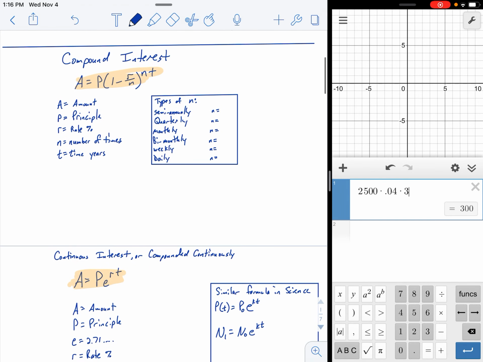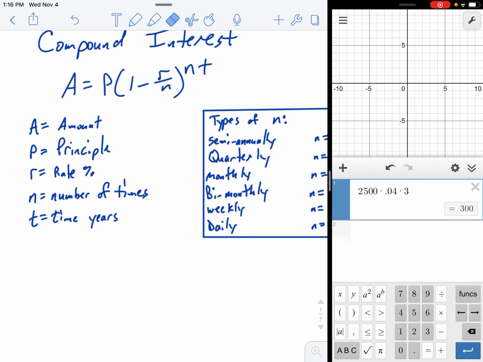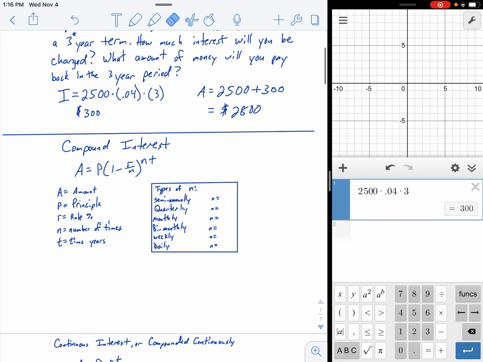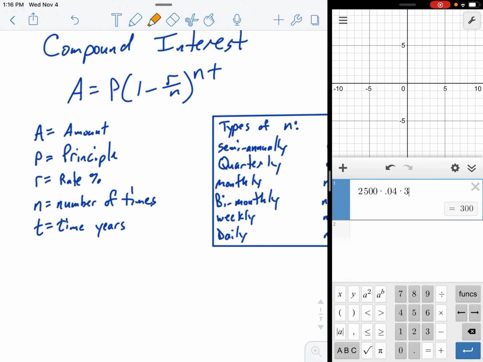If you watched the video and did the Edpuzzle on the number e, you will have seen these other two formulas. If you haven't seen it yet, you should go back and watch that. It gives you a little background. These formulas just calculate A. They don't calculate I. You can always do a little subtraction in the end to figure I if you want to, but we're just going to concern ourselves with A.